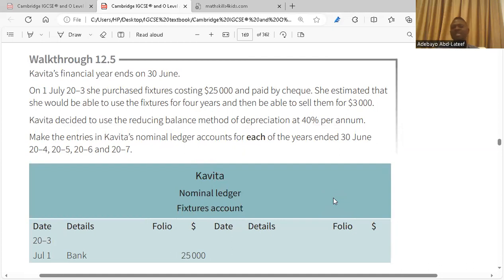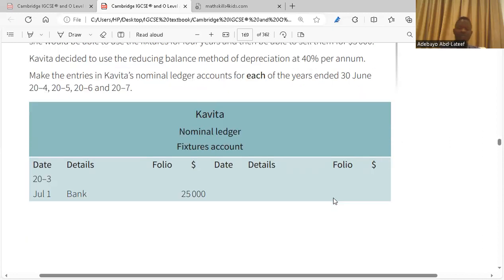The financial year ends on 30 June. On 1st of July 2023, she purchased a fixture costing $25,000 and paid by cheque. She estimated that she would be able to use the fixture for 4 years and then sell it for 3,000. She decided to use the reducing balance method of depreciation of 40% per annum. That's the reducing balance method.